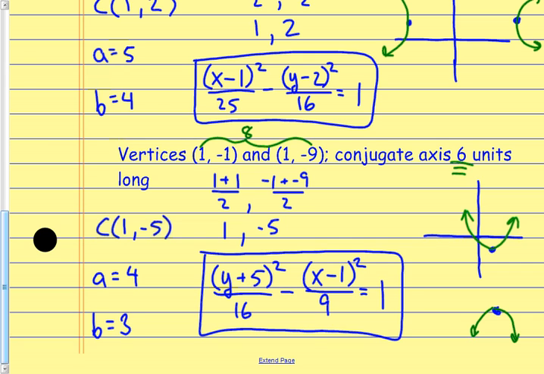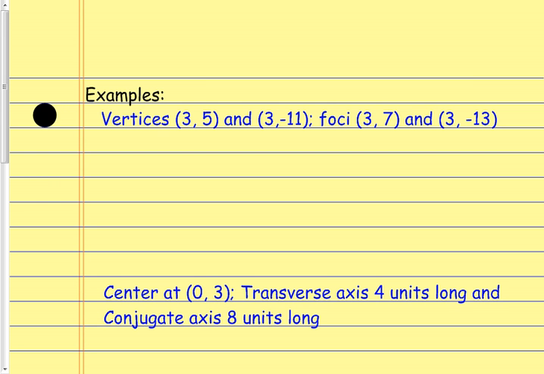If I look at the next one, this time I'm given the vertices and the foci. So for this one, vertices and the foci here, I'm going to go ahead and find my center. I find my center the same way I've been finding it, and I can either use the vertices or the foci this time. It doesn't matter which one I use, but I'm going to find the midpoint.